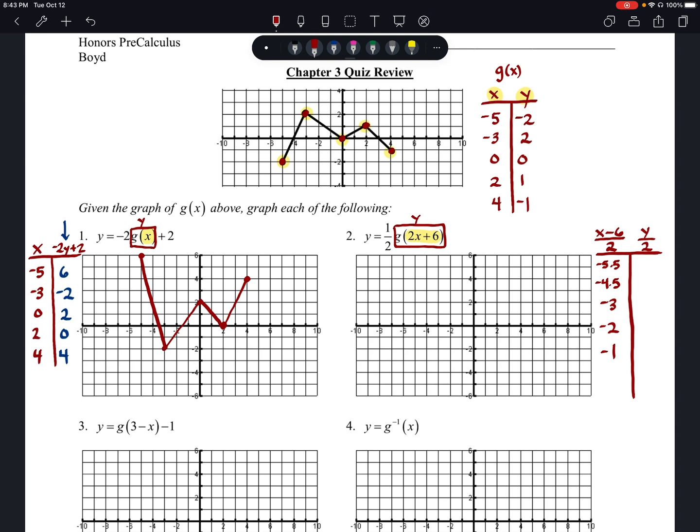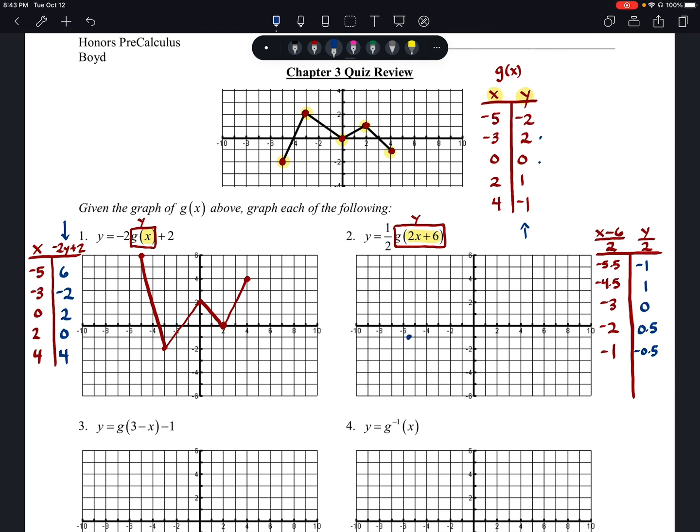Okay, then we're going to take the points from our y's. So we're over here now, and we're going to start at the top. Negative 2 divided by 2 is going to be negative 1. Positive 2 divided by 2 is positive 1. 0 divided by 2 is 0. We've got 1 divided by 2 would be 1/2, or 0.5. And then negative 1 divided by 2 would be negative 0.5. We'll go ahead here. I'll plot these ones in blue. So we have negative 5.5, negative 1.